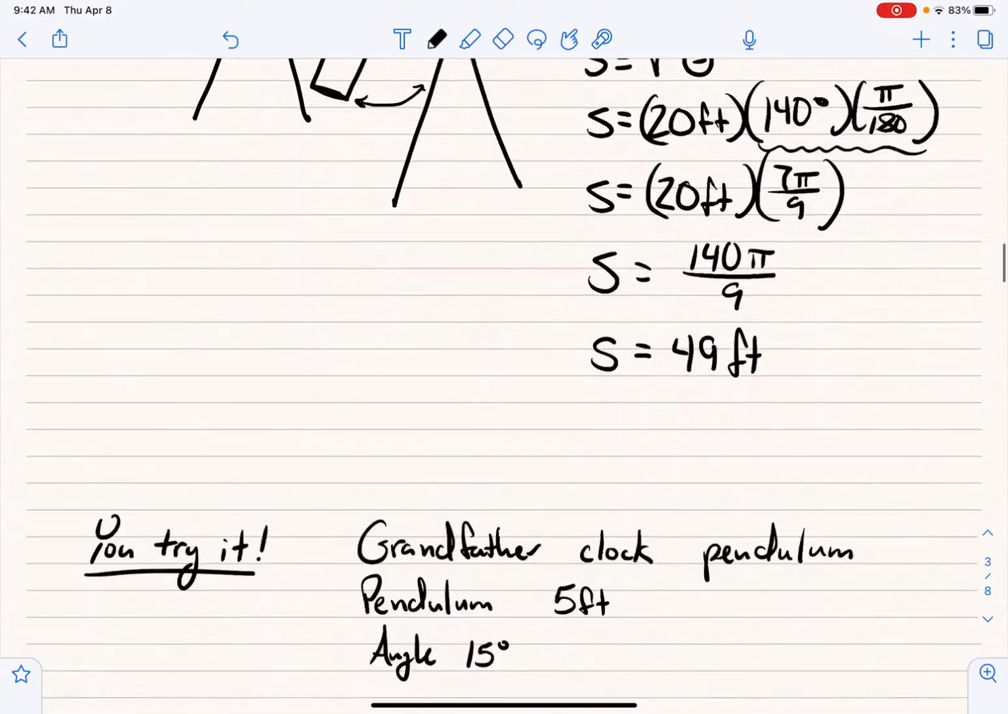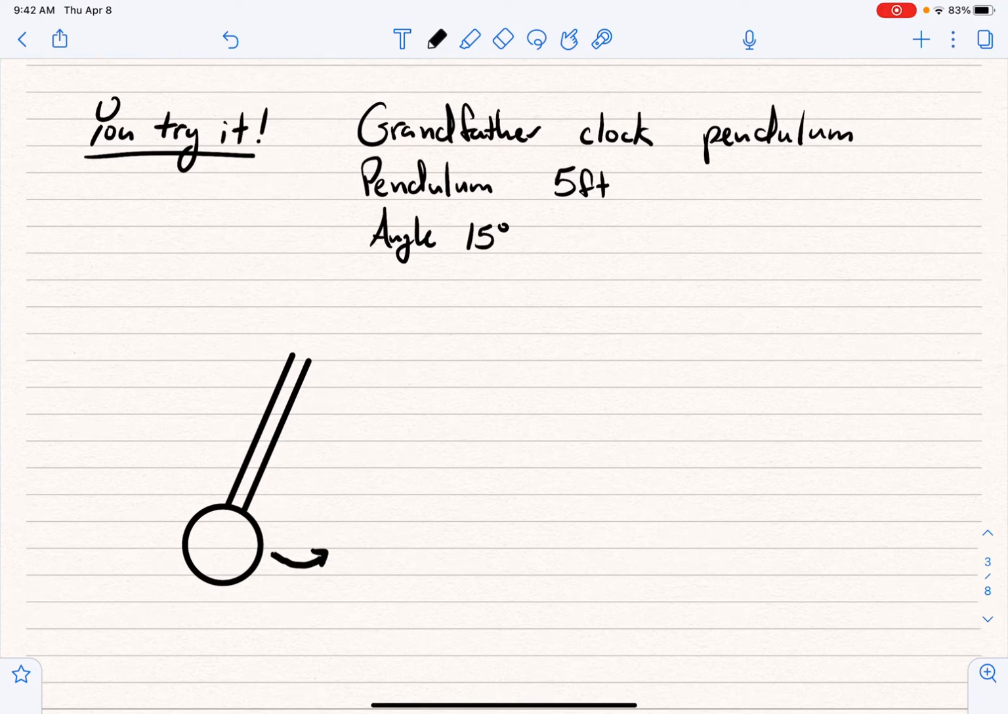Okay, so now your turn. You try it. What I want you to think about is, let's think about the pendulum of a grandfather clock.